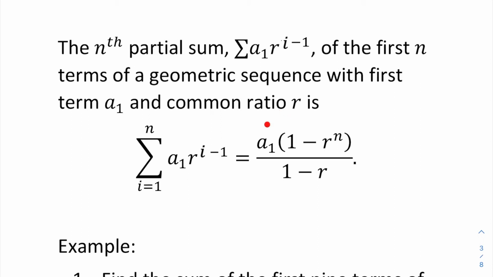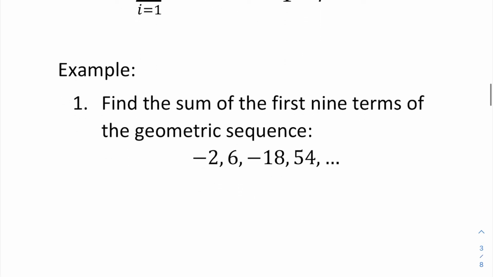So this expression says it's just the first term multiplied by 1 minus the common ratio to the power of n, over 1 minus the common ratio. So let's go ahead and take a look at dealing with that.